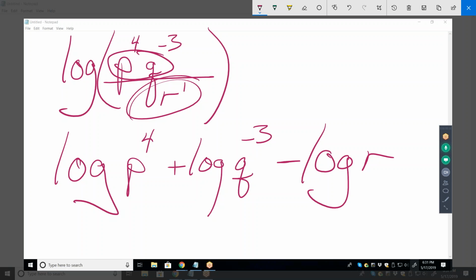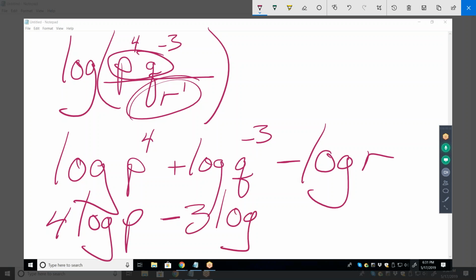Yes, you do, Brandon. I know you know it. You're going to bring those exponents down in front. Yes, that's exactly what it is. That's your answer. That's fully expanded. Fully expanded is when you have all the exponents down in front as coefficients.